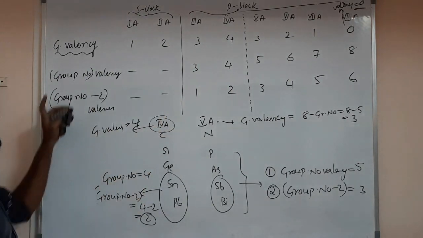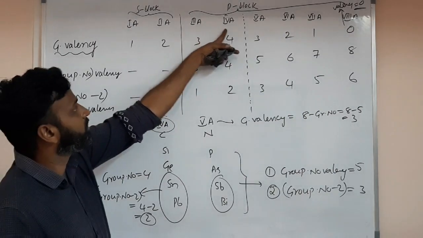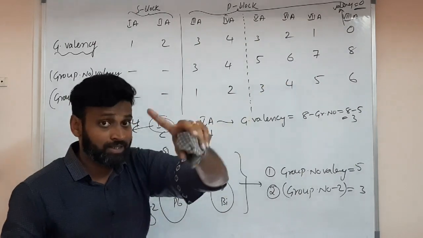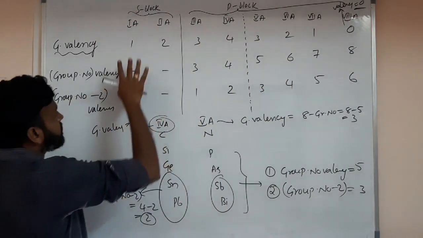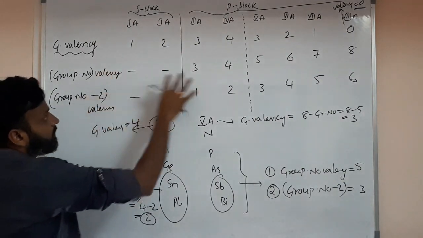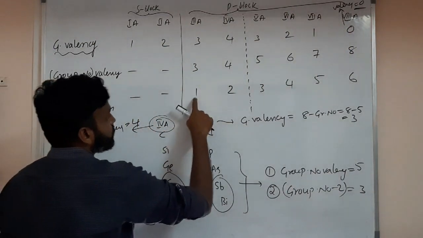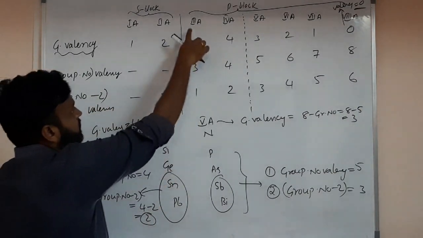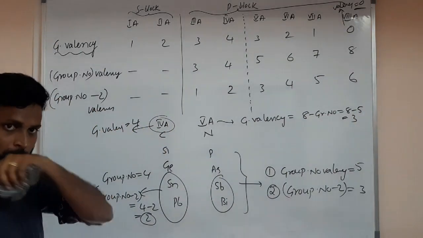All these things. General valencies I have given. Group number valencies are the same for 3rd A and 4th A. But from 5th A, the general valency and group number valency are different. Please note it down. And group number minus 2 valencies are not applicable for 1A and 2A. These are applicable for 3rd A to 8th A. Group number minus 2 is different from the remaining. So group number minus 2 means from 3rd A, 1, 2, 3, 4, just serial numbers you can write.